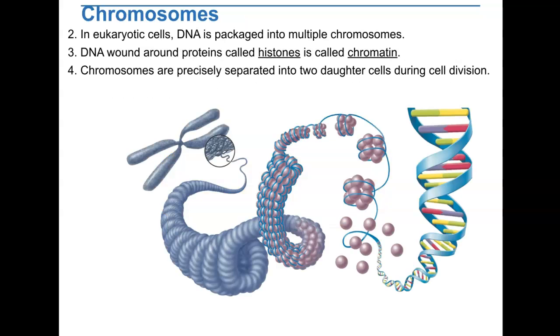Eukaryotic cells generally have much more DNA than prokaryote cells have, and therefore they contain multiple chromosomes. For example, fruit flies have 8 chromosomes per cell, carrot cells have 18, and human cells have 46 per cell. The chromosomes in eukaryotic cells contain DNA tightly bound by proteins called histones. This complex of DNA and protein is referred to as chromatin. Chromosomes are precisely separated into 2 daughter cells during cell division.